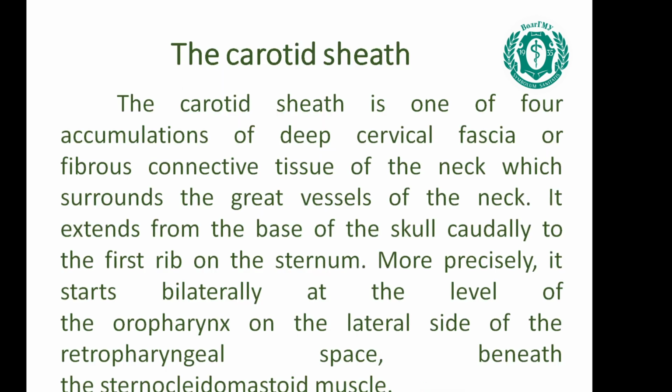The carotid sheath is one of 4 accumulations of deep cervical fascia, or fibrous connective tissue of the neck, which surrounds the great vessels of the neck. It extends from the base of the skull caudally to the first rib and the sternum. More precisely, it starts bilaterally at the level of the oropharynx on the lateral side of the retropharyngeal space, beneath the sternocleidomastoid muscle.